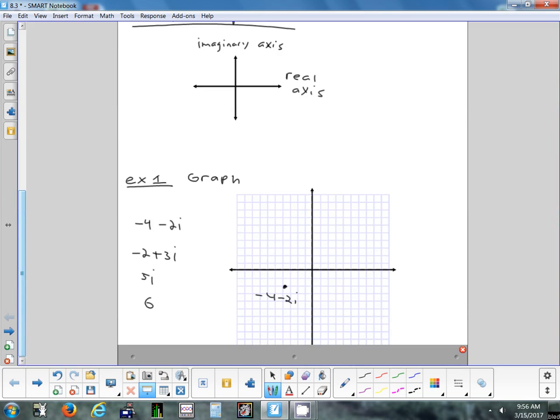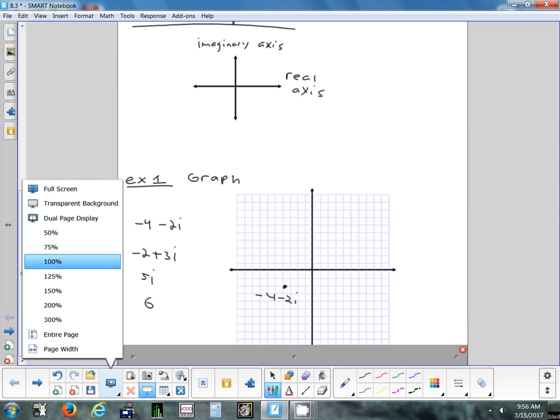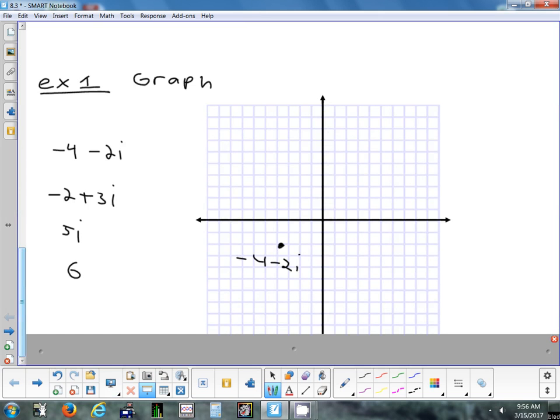Kelson, how would I graph negative 2 plus 3i? You go left 2 on the graph, and then up 3. So yeah, left 2, and then up 3. That's negative 2 plus 3i.